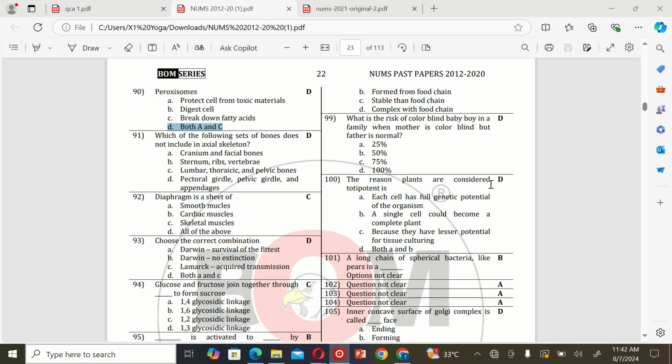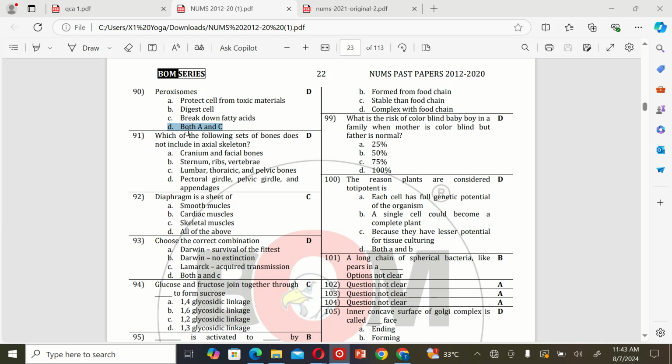Today we are diving into some challenging MDCAT MCQs to sharpen your knowledge. Let's get started. The first MCQ is, peroxisome: A. Protect cell from toxic material, B. Digest cell, C. Break down fatty acids, and D. Both A and C. So the correct option is D.